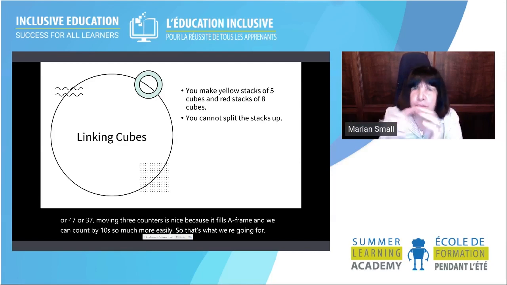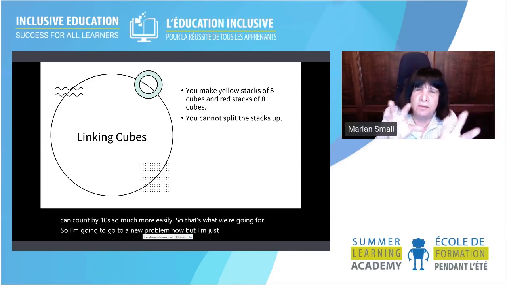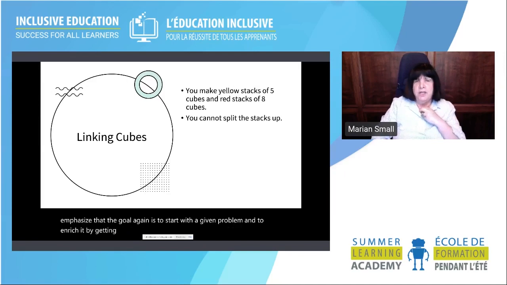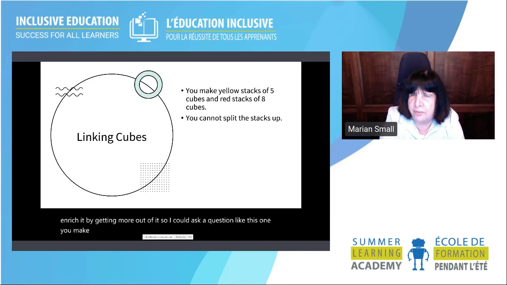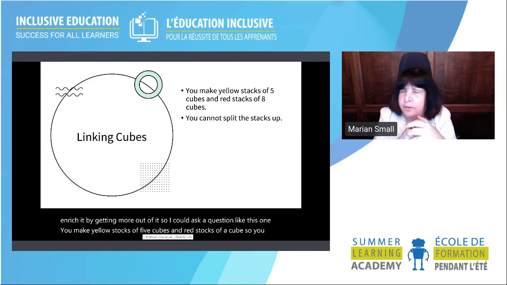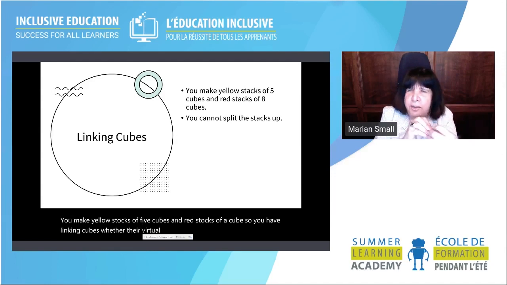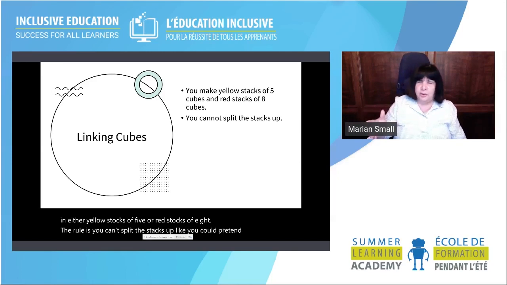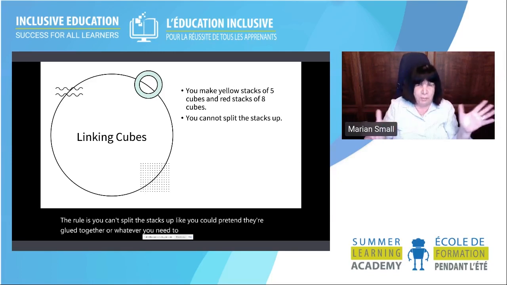So I'm going to go to a new problem now, but I'm just going to re-emphasize that the goal again is to start with a given problem and to enrich it by getting more out of it. So I could ask a question like this one. You make yellow stacks of 5 cubes and red stacks of 8 cubes. So you have linking cubes, whether they're virtual or real. You stick them together in either yellow stacks of 5 or red stacks of 8. The rule is you can't split the stacks up, like you could pretend they're glued together or whatever you need to pretend so that you can't break them up.